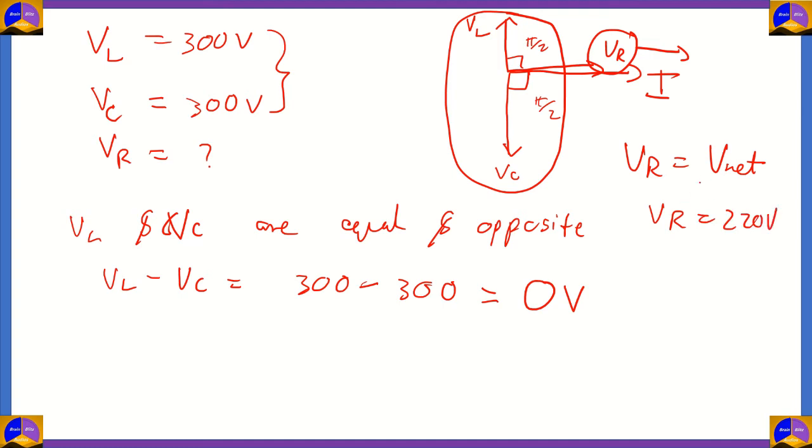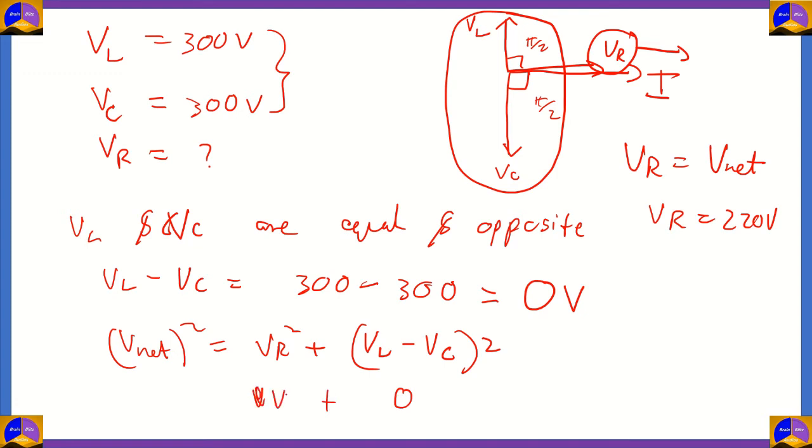And if this doesn't apply, then we can always use the formula. V net square is equal to VR square plus (VL minus VC) the whole square. VL minus VC is 0.